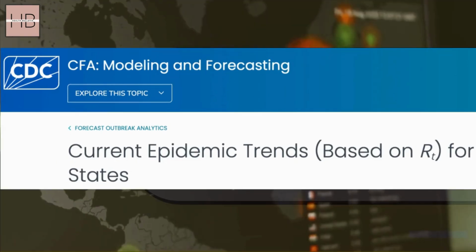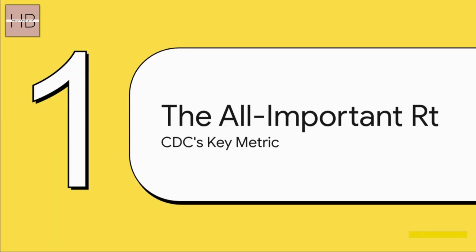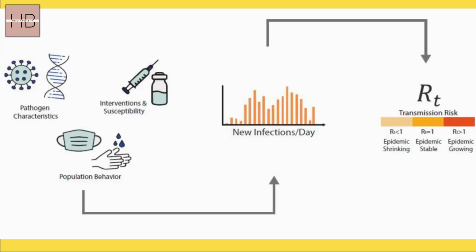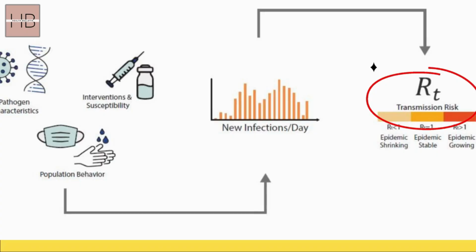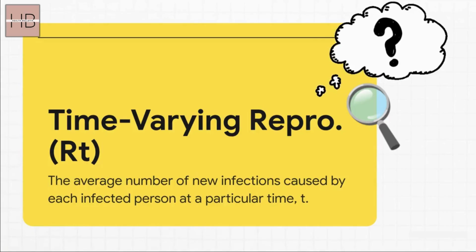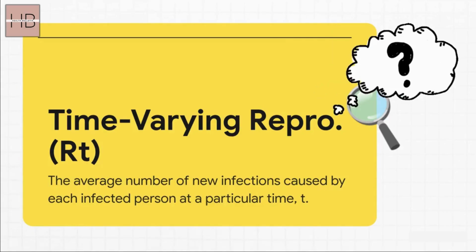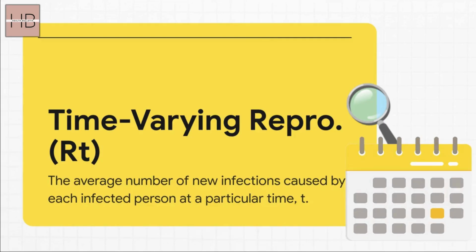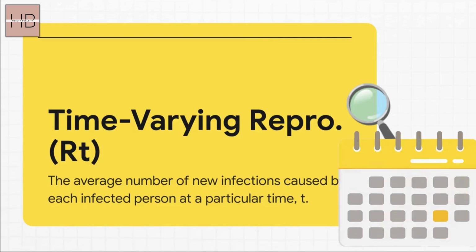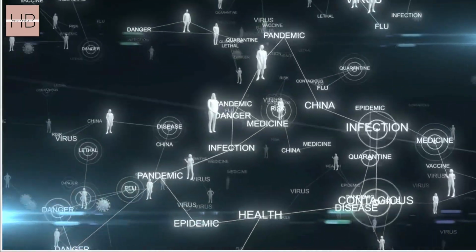Okay, so to answer our big question, the CDC and other health organizations rely on one really crucial metric. You've probably heard this term thrown around, but let's make sure we really get it. It's called the time-varying reproductive number, or just RT for short. What's so powerful about this definition is that it's a real-time estimate. It's not looking at what happened last month or last year. It answers the question right now, today, if someone is sick, how many other people are they likely to infect?